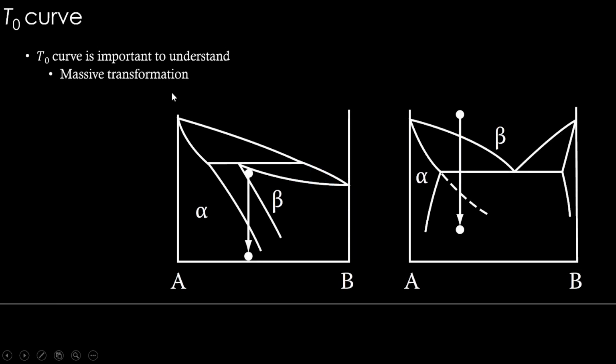Now this is about the massive transformation. Here are given two different cases of massive transformation. The one on the right side looks similar to the one that we have seen in the previous slide. Basically, we said alpha is going to form. This is telling something about the composition of that alpha. So let us not go into that. This level of covering the T-naught curve concept is good enough for us now.